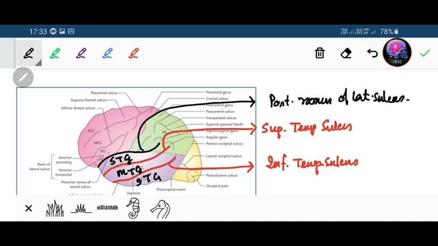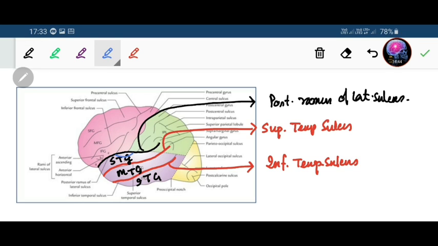The superior surface of superior temporal gyrus presents transverse temporal gyri. Actually, there are two transverse temporal gyri present. There are two of them, and the anterior transverse temporal gyrus is called the Heschl's gyrus.